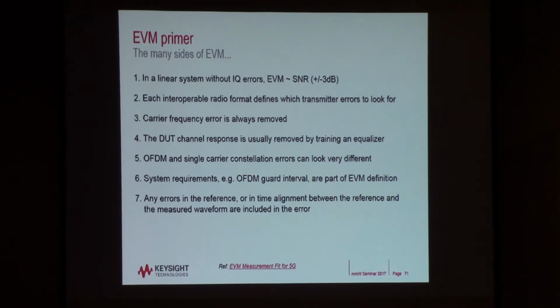We have some frame structure that has maybe some pilots, some preamble, the data portion. Is the EVM measured over all of that or just a portion of that? Each standard may do that differently. Usually the carrier frequency error is removed, but we always report that so you know how large it is, because that would completely corrupt the EVM number, unless it was exactly perfect. Usually the DUT channel response is removed from the EVM measurement through the use of an equalizer. Not always the case, but usually the case.